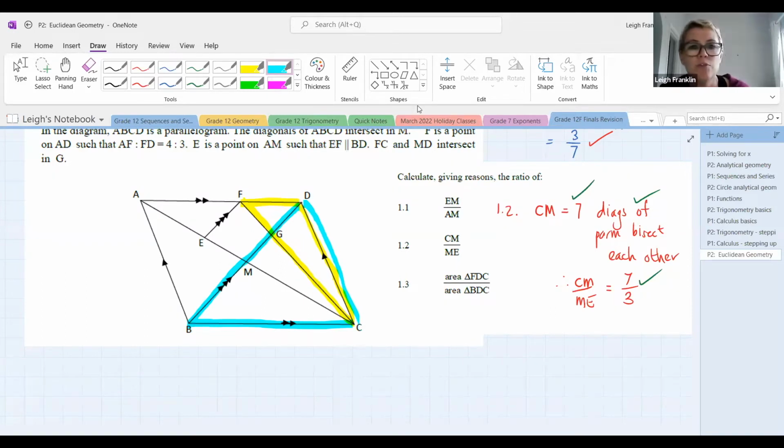Okay, so those are the two triangles that we are working in. They want us to put the area of the one over the area of the other. Now that you're in matric, there are 2 ways that you could work out the area of a triangle. What are the 2 ways you can work out the area of a triangle? Tell me what they are.